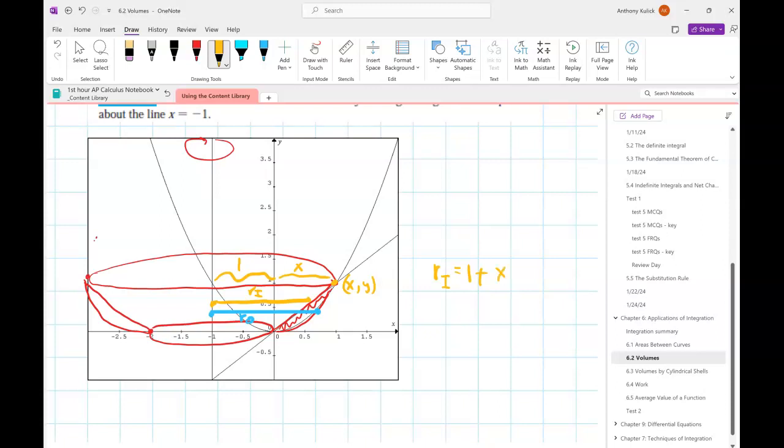But the problem is I don't want that written in terms of x because we're rotating about the y-axis. When I draw my cross sections, my slices are going to be perpendicular to the y-axis. But I know that this was the line y equals x. So I can just replace x with y. And then my r outer, again, that distance is 1. And then that distance is the x for that point.